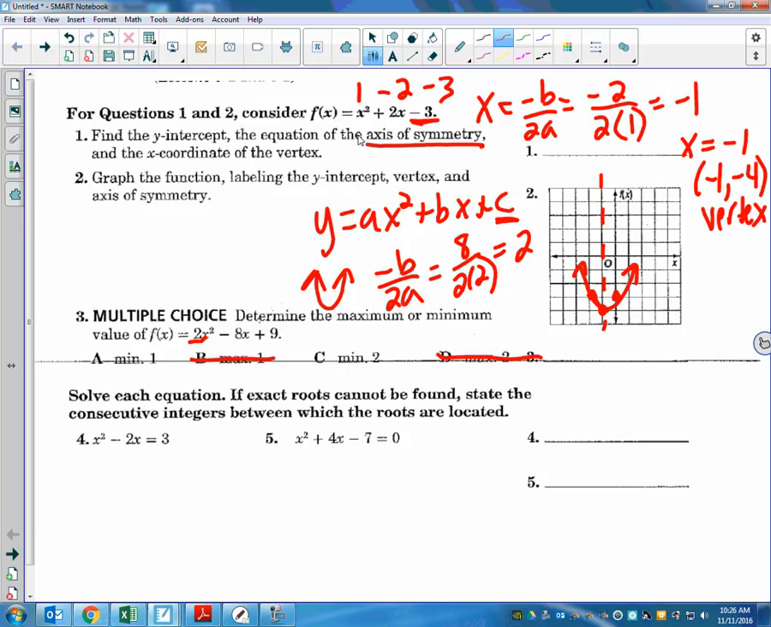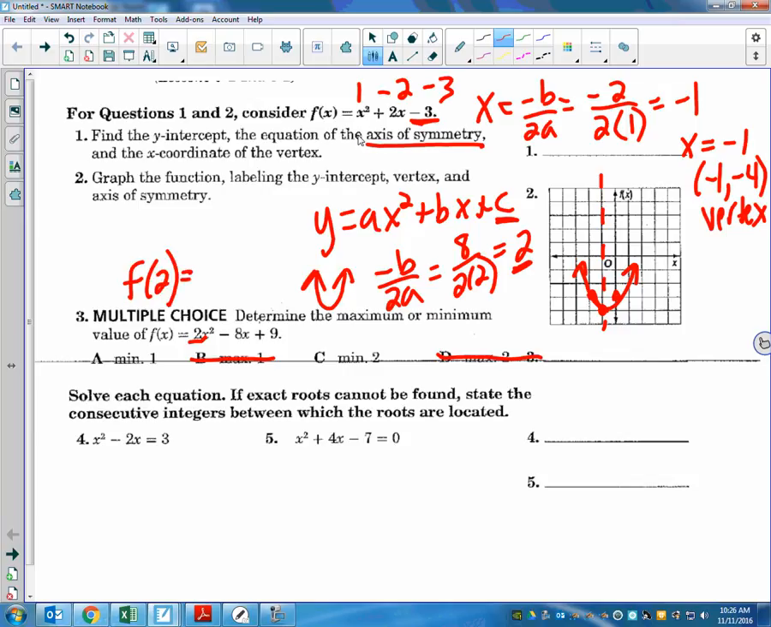Don't pick C, at least not yet, because it could still be 2. But remember, this is the x coordinate. The max or min is the y value. How high up or down is it on my graph? So to get the y coordinate, I have to plug 2 back in there.